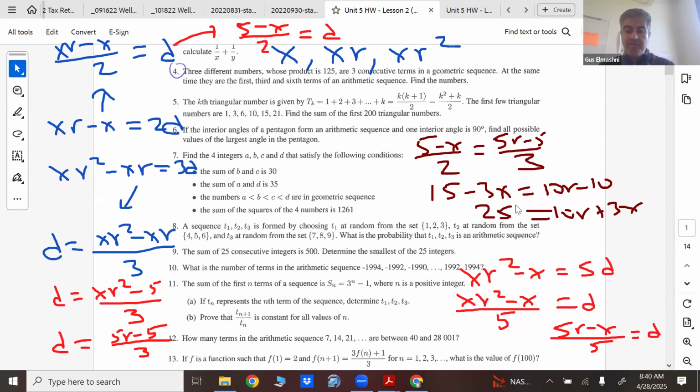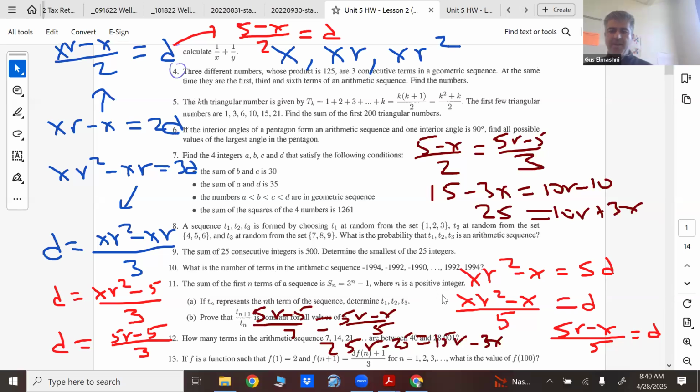I could also set the bottom two equal to each other. So 5r minus 5 over 3 equals 5r minus x over 5. 25r minus 25 equals 15r minus 3x. This is getting pretty ridiculous. If I move things around again, I'm spinning my wheels because I'll get dependent equations.